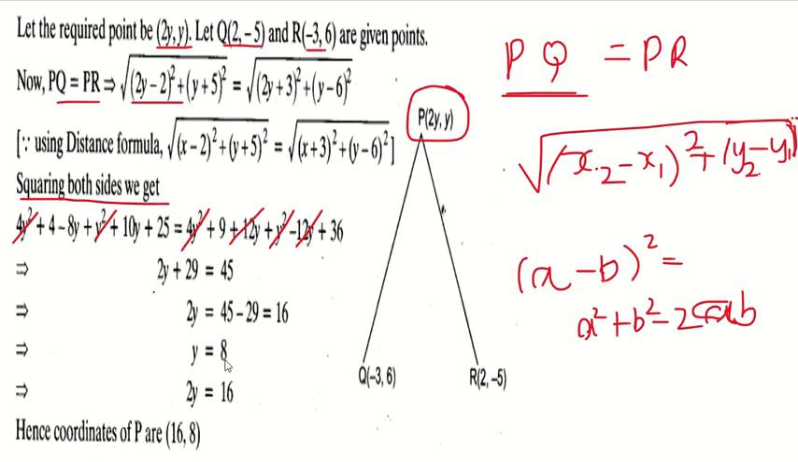So y equal to what? 8. 2y equal to 16. If 2y is 16, what are the points you know? One is 2y, another one is y, right? 2y is 16, obviously what is y? 8. So what are the coordinates of P now? It is (16, 8).